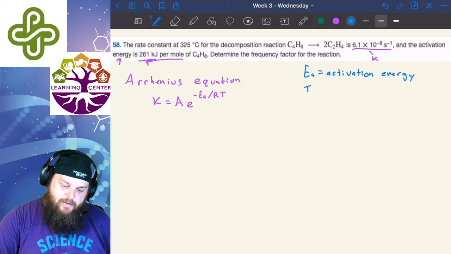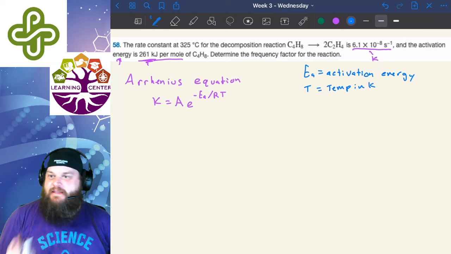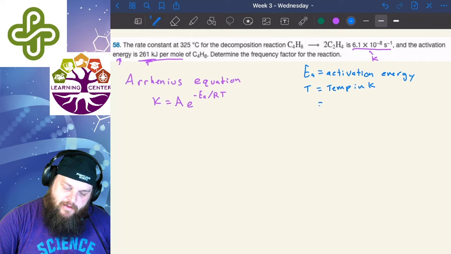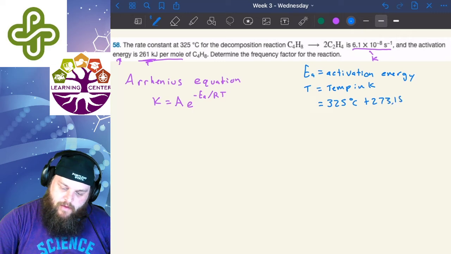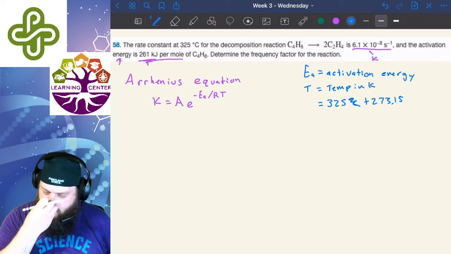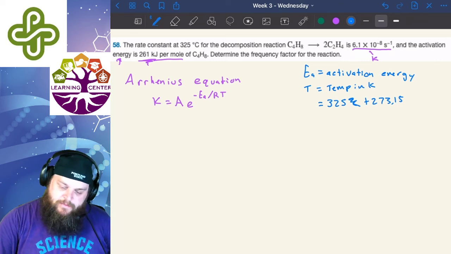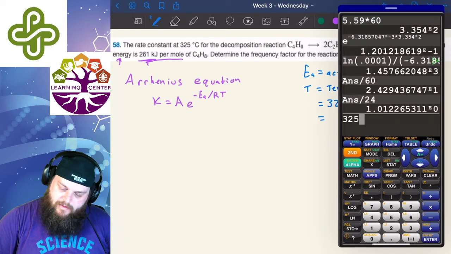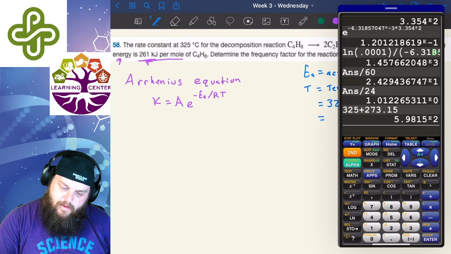T is temperature in Kelvin. So we have 325 degrees Celsius. We got to convert that to Kelvin. So that's going to be 325 degrees C, and I'm just going to add 273.15, the conversion for it, and scribble out my Celsius. So this is going to be equal to, just to make sure I don't screw that up, there we go, 598.15.